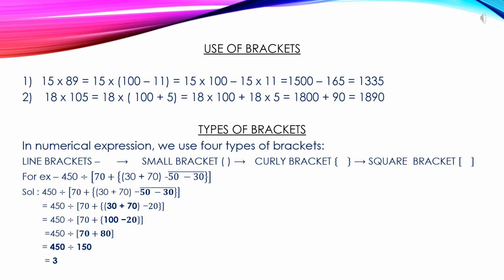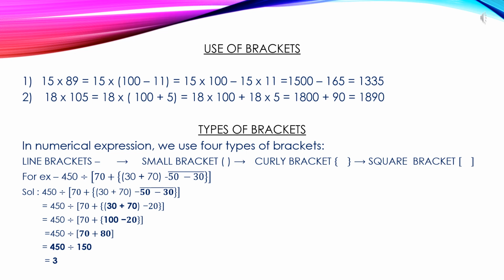Now next topic, types of bracket. In a numerical expression, we use 4 types of bracket. First, line bracket. Second, small bracket. Third, curly bracket. Fourth, square bracket. Now let's understand with the help of an example. Firstly, we have to remember that we must use the brackets in this sequence. For example, 450 divided by square bracket start 70 plus curly bracket start and then small bracket start 30 plus 70 small bracket close minus 50 minus 30 line bracket and then curly bracket close and then square bracket close.